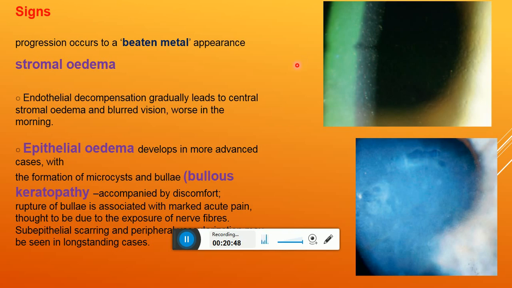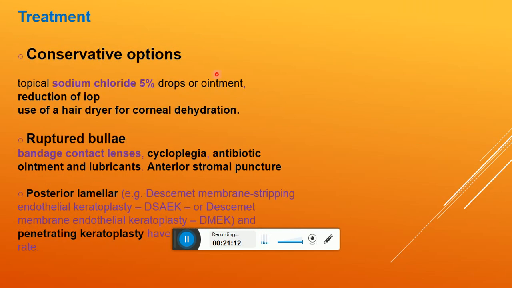Epithelial edema develops in more advanced cases with the formation of microcysts and bullae, known as bullous keratopathy, accompanied by discomfort. Rupture of the bullae is associated with marked acute pain secondary to the exposure of nerve fibers. Subepithelial scarring and peripheral vascularization may be seen in long-standing cases. Treatment: conservative options include topical sodium chloride 5% drops or ointment, reduction of intraocular pressure, or use of a hair dryer for corneal dehydration.